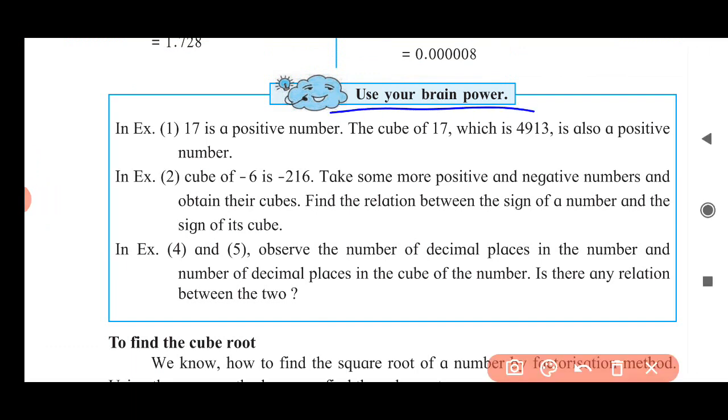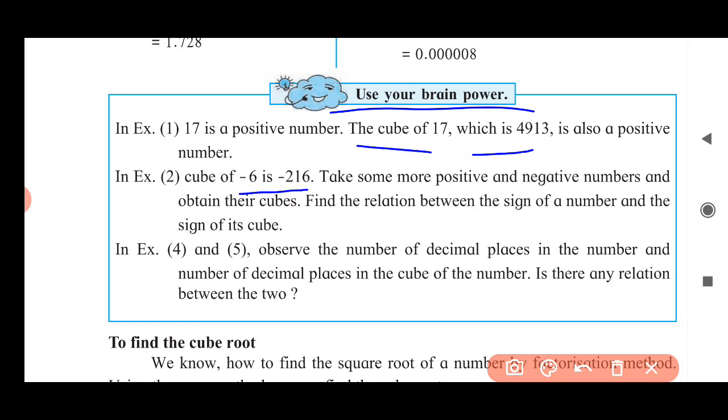In example 1, 17 is a positive number. The cube of 17, which is 4913, is also a positive number. In example 2, the cube of -6 is -216. Take some more positive and negative numbers and obtain their cubes. Find a relation between the sign of the number and the sign of its cube.